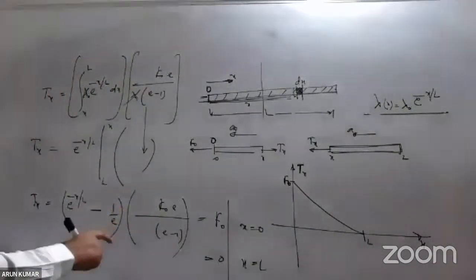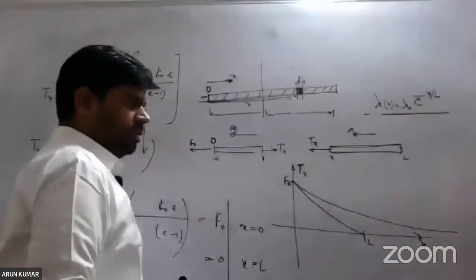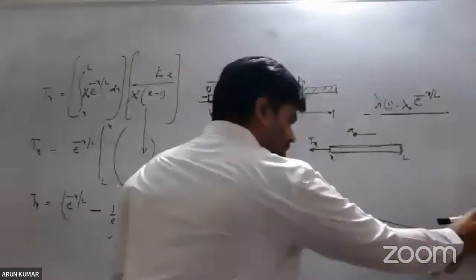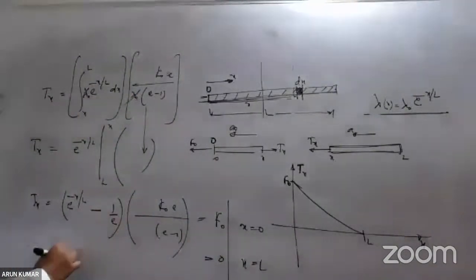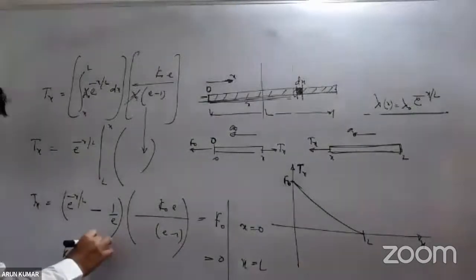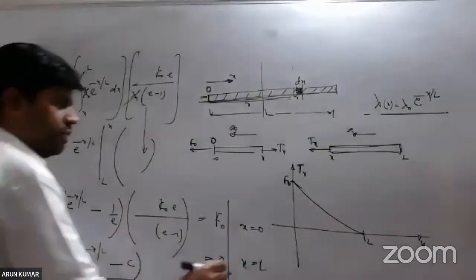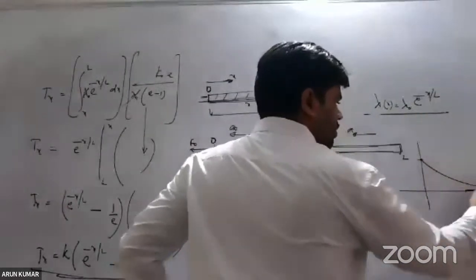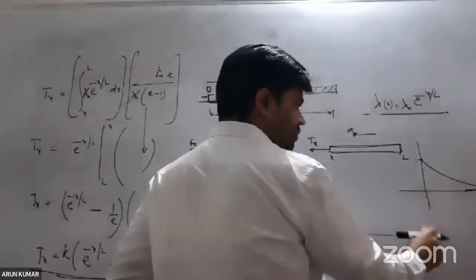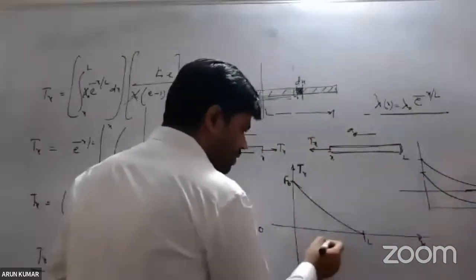That's a good point. See, that is what I was about to tell. That's a very good question, Vignesh. What is happening here is, I'm getting some constant times e power minus x by L, minus some constant c. So f of x minus c. If this is my f of x, minus c would be, I pull it down. So that asymptote is somewhere here.